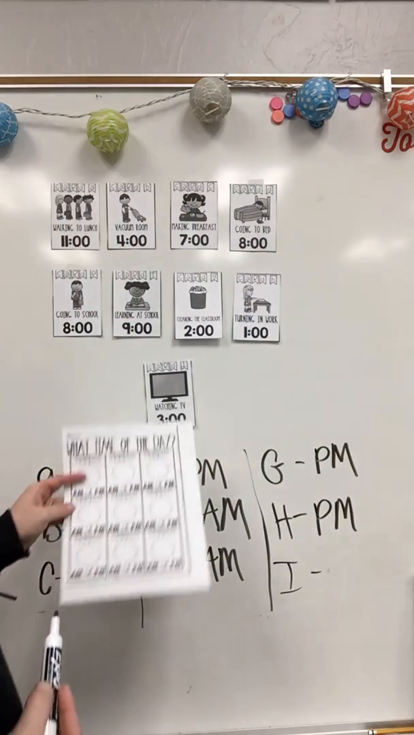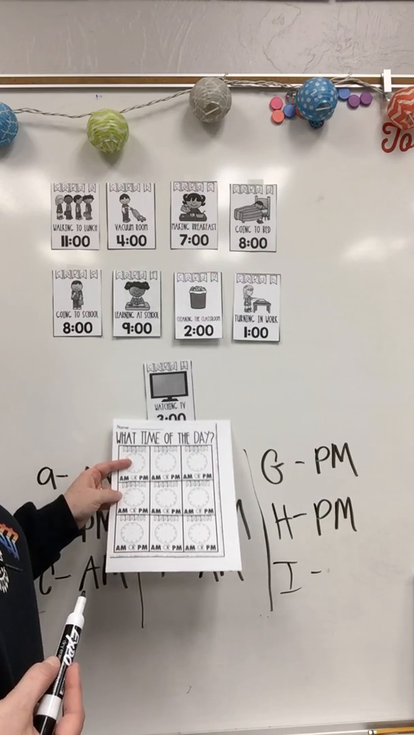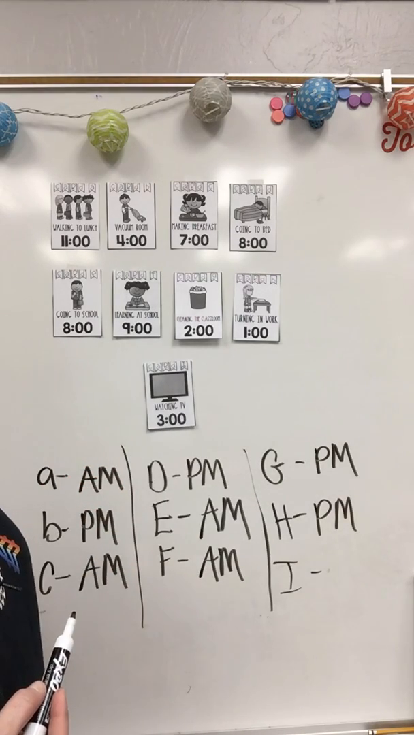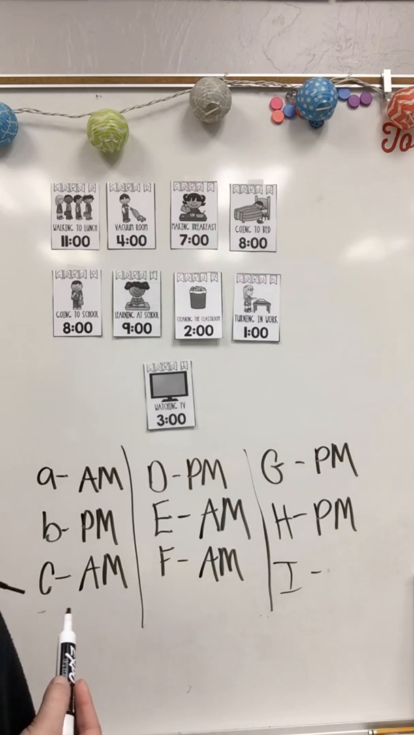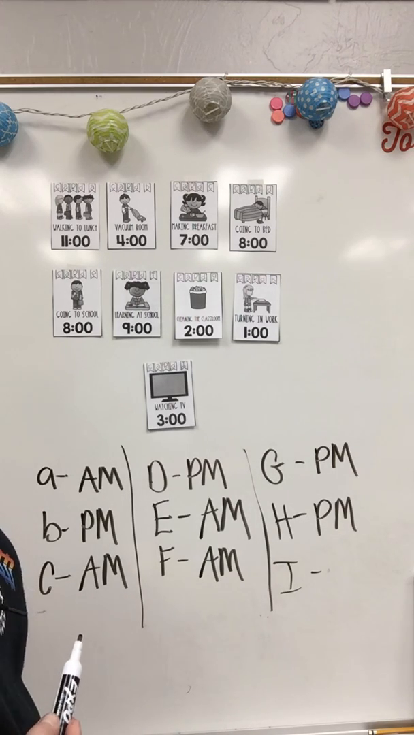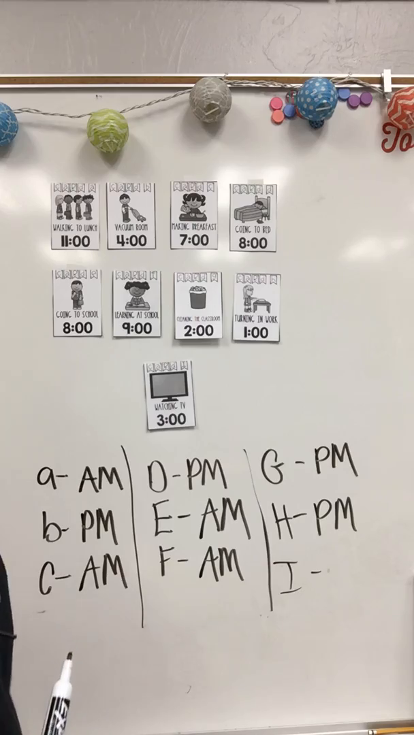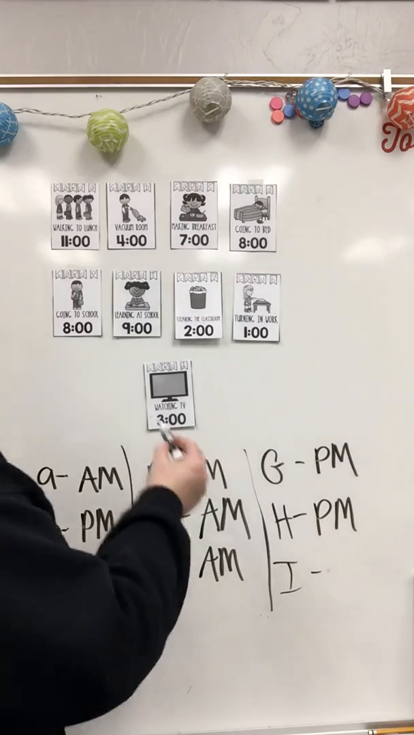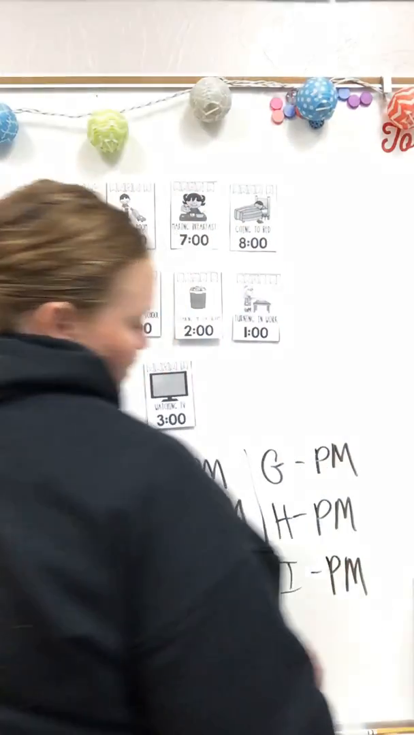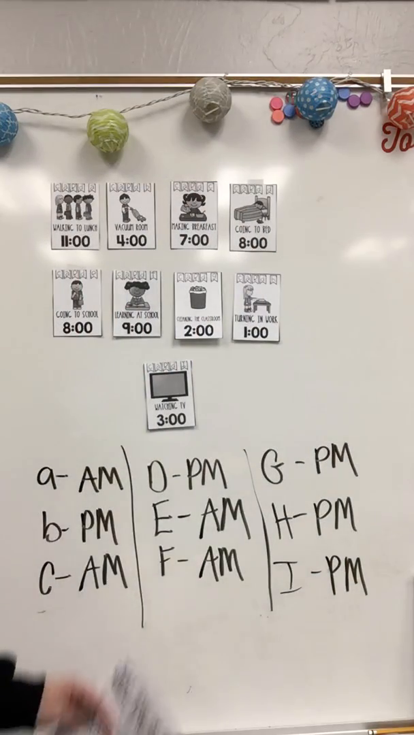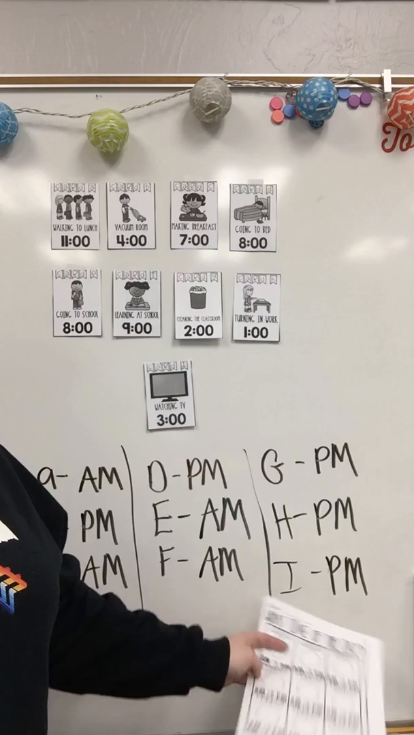Okay, last one. I. Watching TV at 3 o'clock. If you're watching TV at 3 o'clock, it should be p.m. because if it's 3 o'clock a.m., you are sleeping in your bed. So, in the afternoon, like when you get home from school, if you go watch TV, it's 3 o'clock p.m.